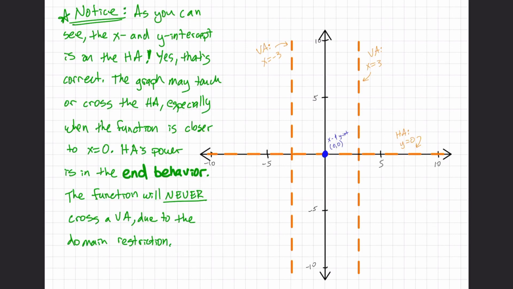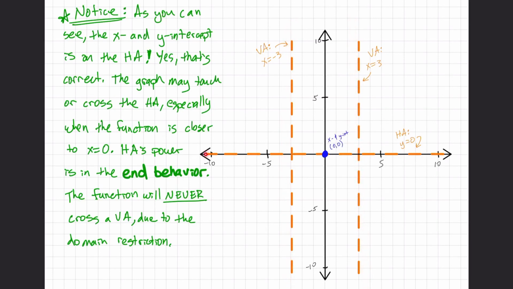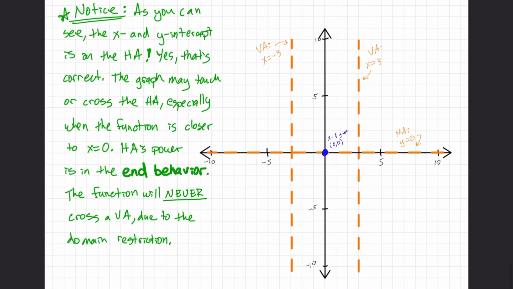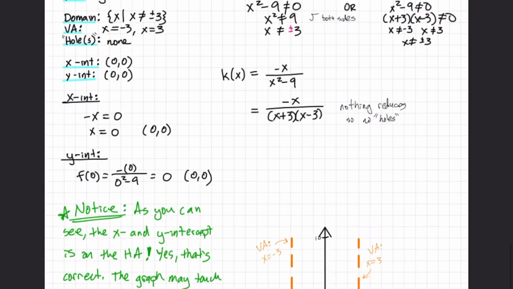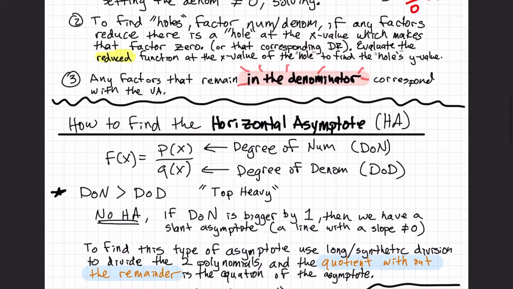Just to note, these vertical asymptotes will never be crossed. If it can't equal negative 3 here, it can't equal it up here or here or here. So these vertical asymptotes are impenetrable walls. The horizontal asymptotes are just guides. All right, so that's it. It's just about recognizing these things and prepping our graphs.